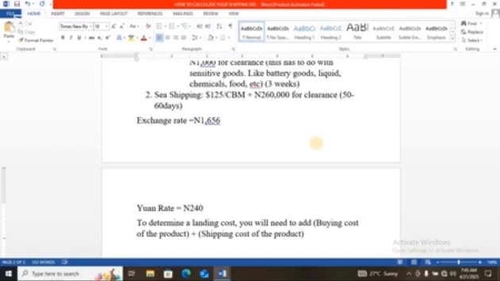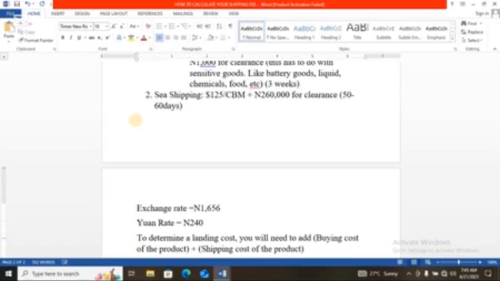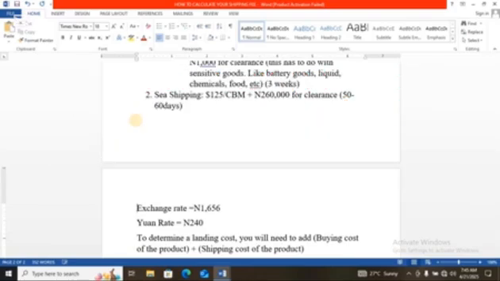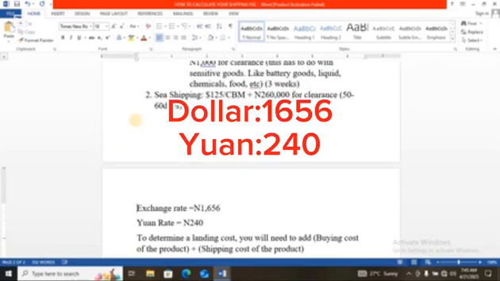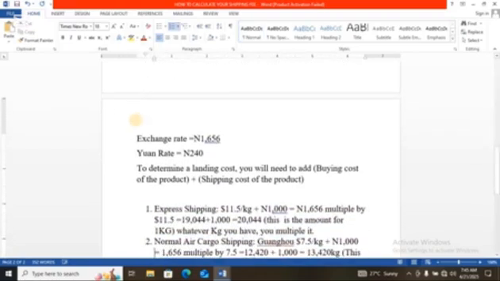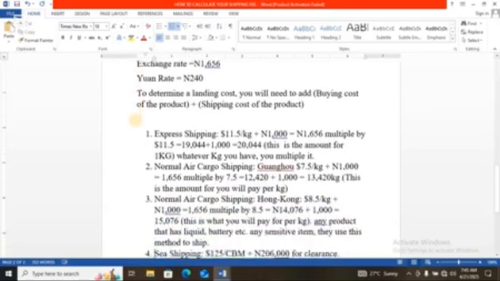Now let's talk about the fact that you need to know your exchange rate, that is your dollar exchange rate. Remember, I've talked about the yuan exchange rate is 240, and then the dollar exchange rate for my shipping company is 1,656. So per dollar is 1,656. Now to determine a landing cost, you will need to add the buying cost of the product plus the shipping cost of the product. I've said that before.